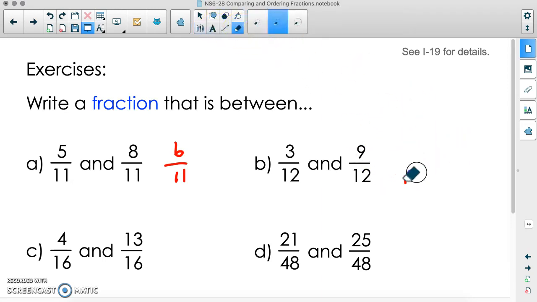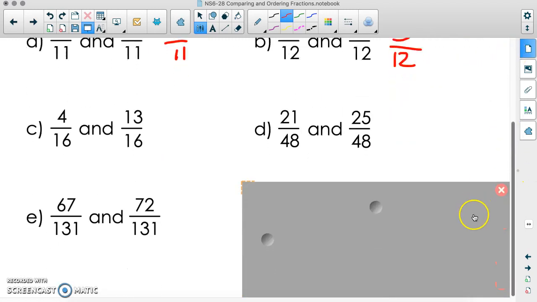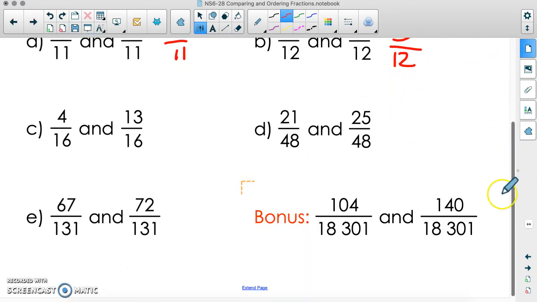Let's erase this and go back to what we're actually working on. So 3/12 and 9/12. Something that would fall in between there would be 5/12. The denominators have to stay the same. So we could also say 4/12, 6/12, 7/12, 8/12. They would all fall in between there. Okay, I want you to complete the rest of the examples on your whiteboards and then resume your screencast when you're ready.